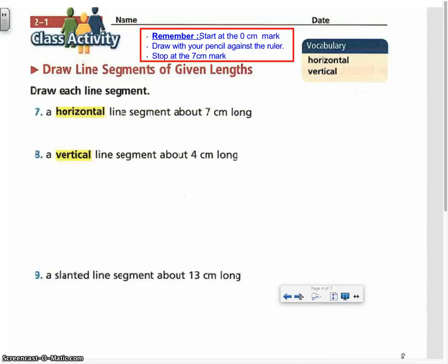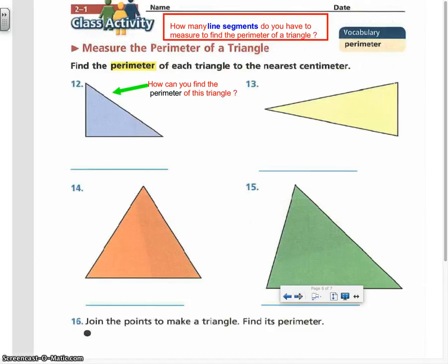Start with the 0, draw with your pencil along the ruler. Work carefully. Ooh, then it looks like you might get into perimeter. Third graders, you are sure learning a lot. Perimeter means the distance around. So that means that you are going to have to add together this side, we'll call it A, and B, and C. So you might write A plus B plus C equals P for perimeter. You should put numbers in there. I put letters because I want you to solve it.